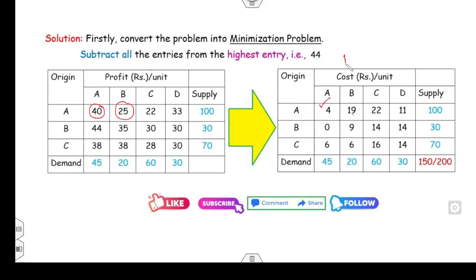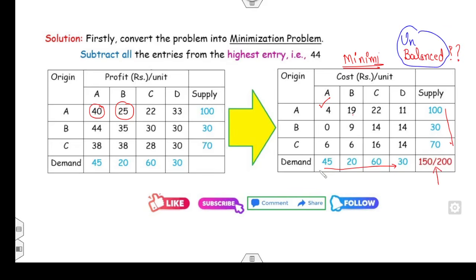Now because this problem is minimization, you can check whether they are balanced or unbalanced. We can add the row, we can add the supply, and you can see my problem is an unbalanced problem. So once this is unbalanced, we have to add the dummy row or column.